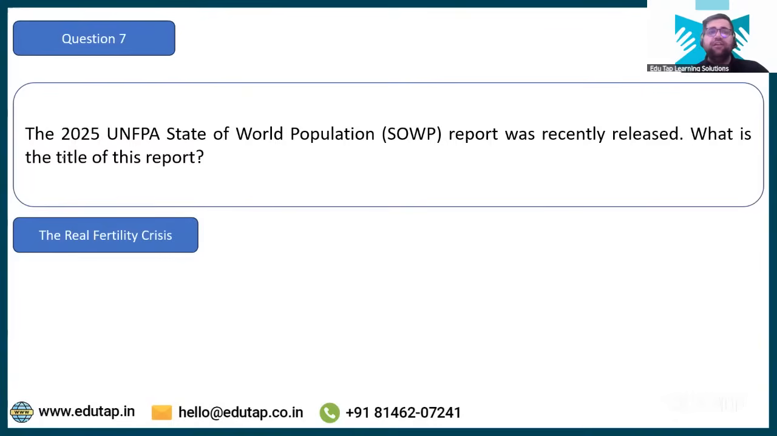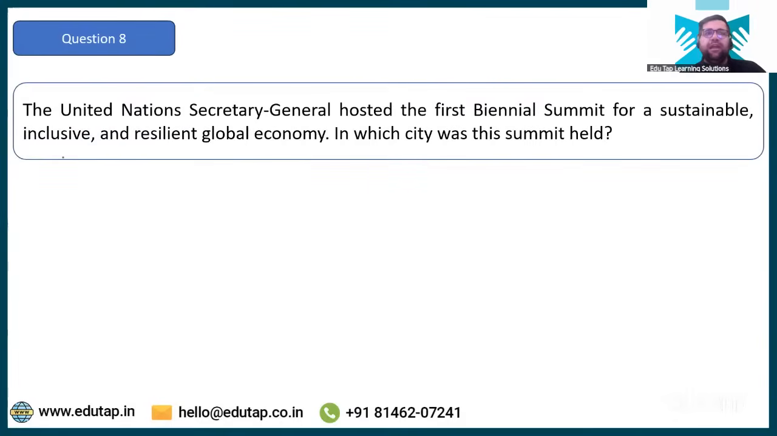Question number 8 for current affairs. United Nations Secretary General hosted the first biennial summit for sustainable, inclusive, and resilient global economy. In which city was this summit held? The correct answer for this question will be New York, right? So this question also we are sure, so we are giving you a short answer for that.